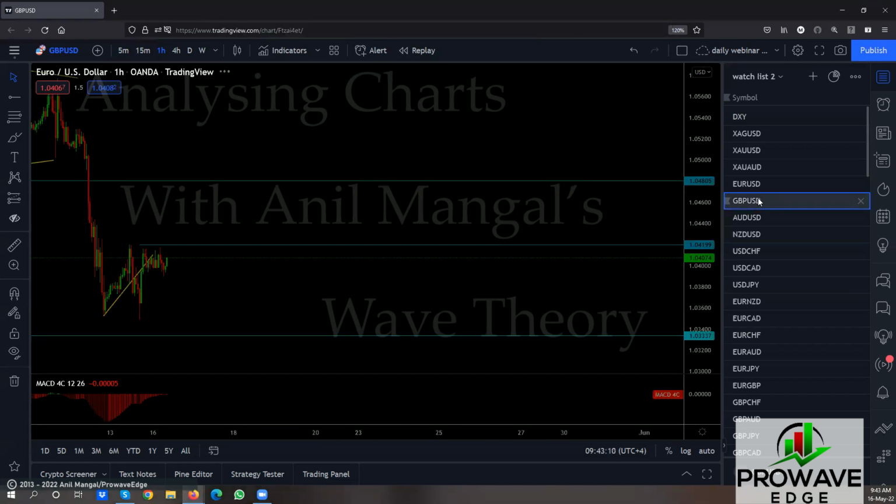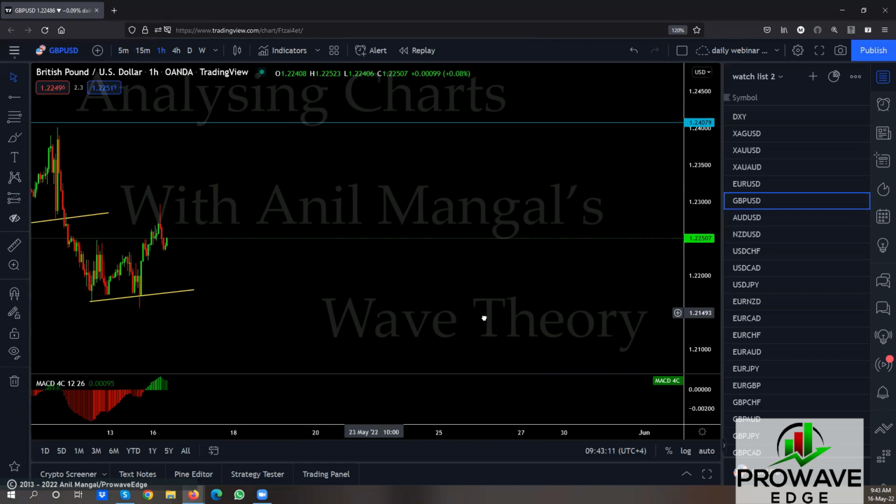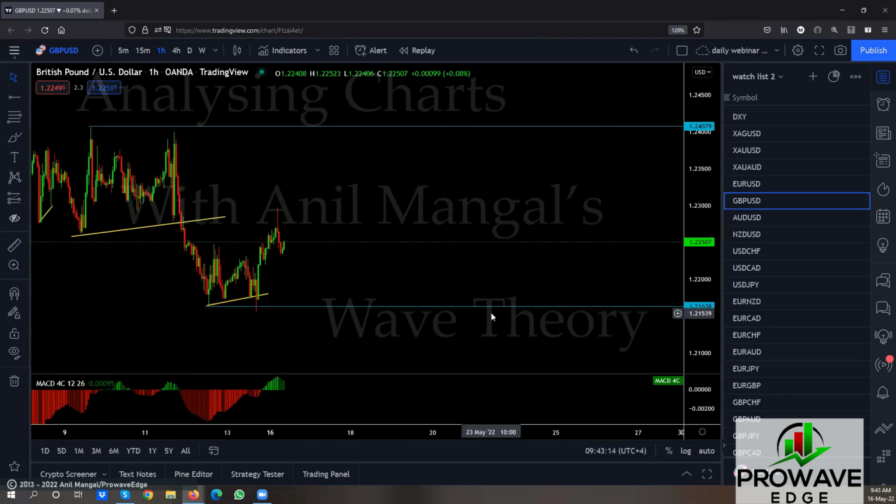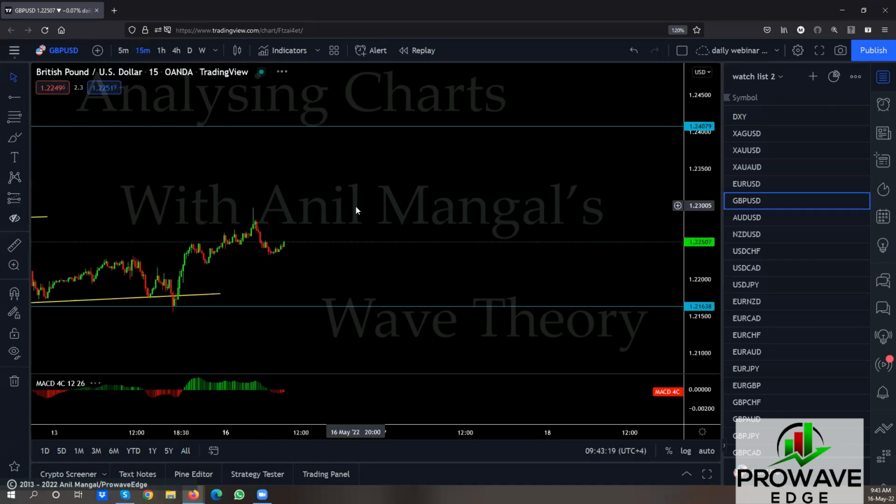Okay, this will likely still have to go down more because this is an incomplete pattern. I don't see a contracting flat in the middle either.